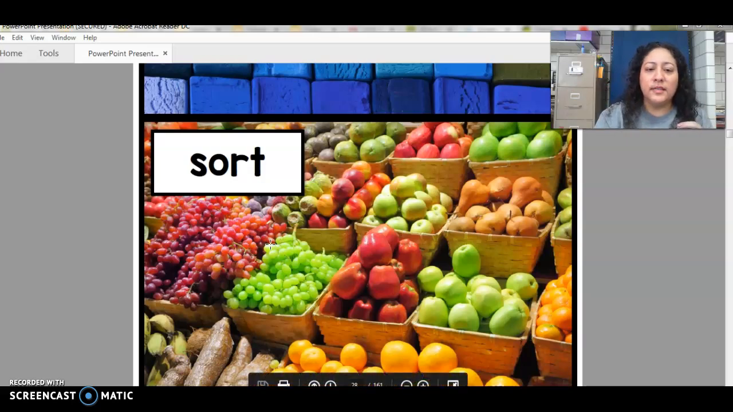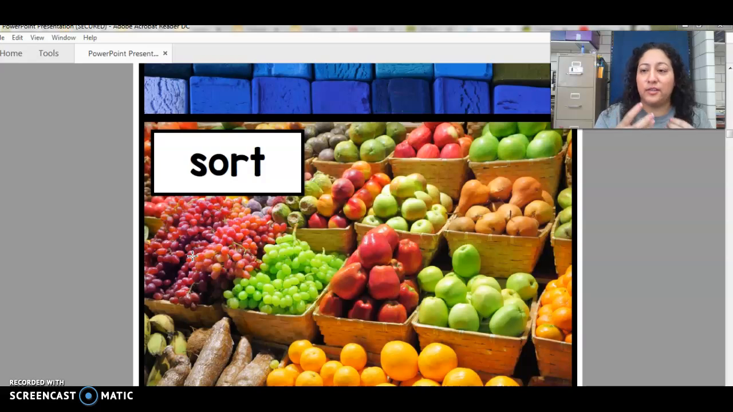So if you look at this picture, all the fruit has been sorted into groups, okay? All the green apples were put in a group inside a basket. All the red apples were put in a group in another basket. And all the green grapes are together and all the purple grapes are put together. So when you're sorting, you're looking at the thing's attributes.